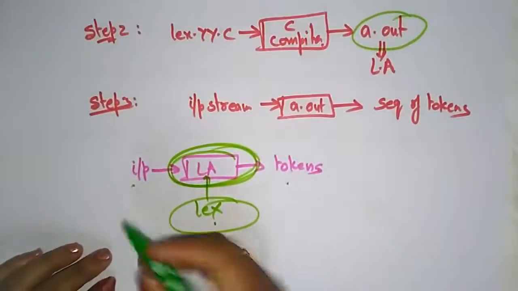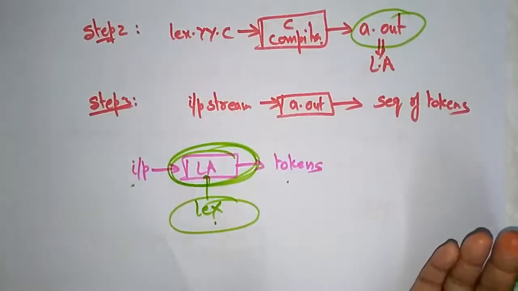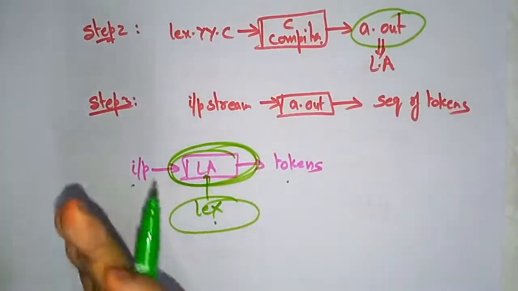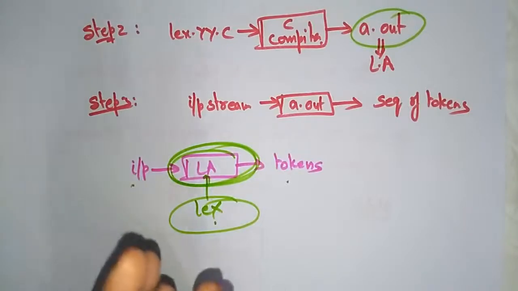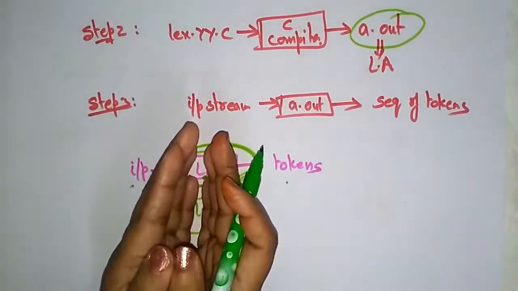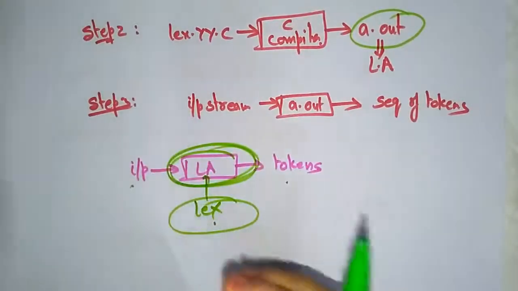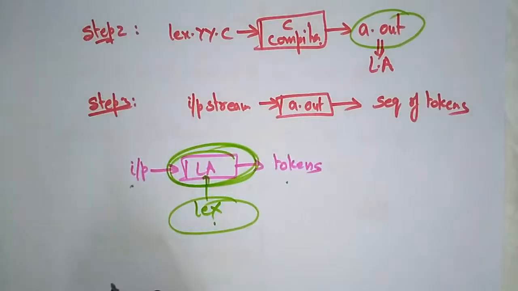So this input stream, whatever input stream it is getting, that source code and related information to that source code will be sent to the lexical analyzer. Now let's see the structure of a Lex program.